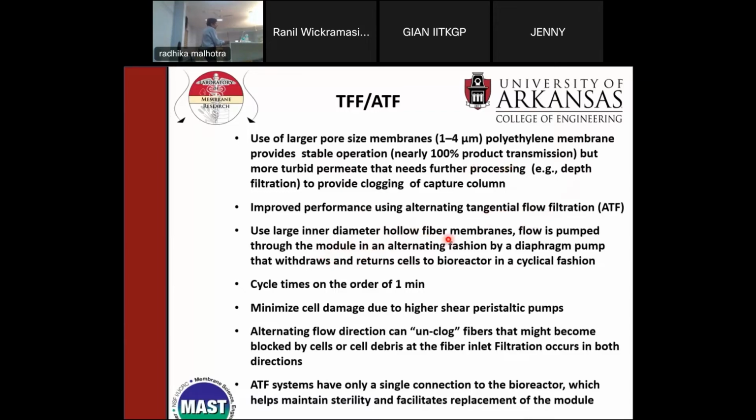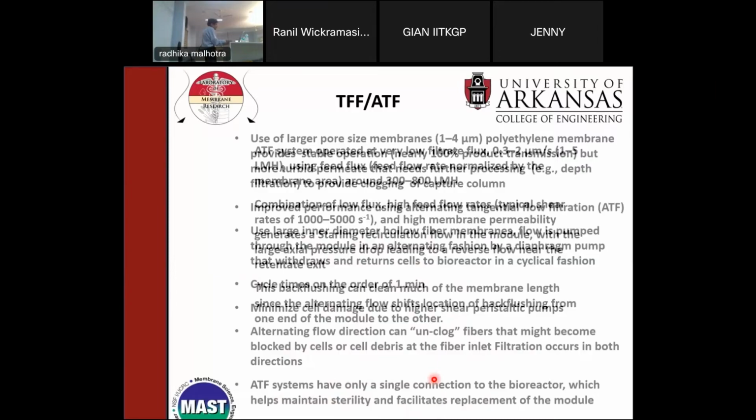Use a large-diameter hollow fiber membrane. Flow is pumped through in an alternating fashion by a diaphragm that withdraws and returns the cells to the bioreactor in a cyclical fashion. Cycle times are on the order of 1 minute. There is less cell damage due to high shear, since there's no peristaltic pump anymore. Alternating flow direction can unclog fibers that become blocked with cells at the inlet. It occurs in both directions. Alternating tangential flow systems have only a single connection to the bioreactor, which helps maintain sterility.